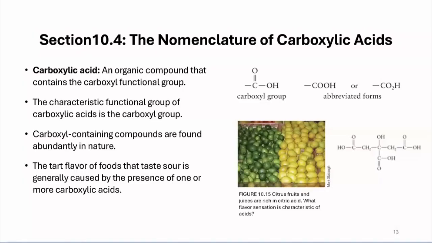Now we are going to learn about carboxylic acids. Carboxylic acids are organic compounds that contain a carboxyl functional group. To remind you, earlier in the videos, we learned about a carboxyl group being formed by a carbonyl group paired, or bonded, I should say, with a hydroxyl group. We also have abbreviated forms to represent the carboxyl group as COOH or CO2H. Remember that they are all covalently bonded to each other.